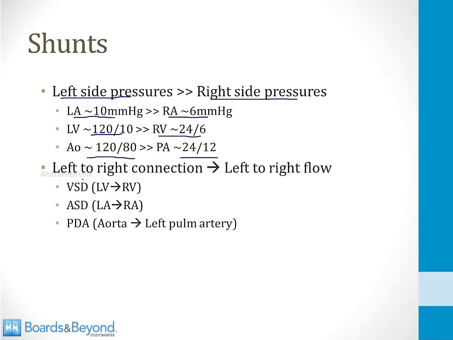What this means is that if you have a left-to-right connection, you should always get left-to-right flow. And so for this reason, in most circumstances, when you have a VSD, blood will flow from the left ventricle to the right ventricle. That's because pressures are higher on the left side of the body. Same thing in an ASD, blood usually flows from the left atrium to the right atrium. And in a PDA, blood usually flows from the aorta to the left pulmonary artery.